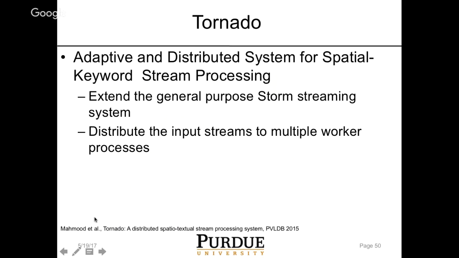Another system is called Tornado, which is a distributed and adaptive streaming system for the processing of spatial keyword data streams. This system extends the general purpose Storm streaming system, which is a big data system in the Apache Foundation. The main idea in Storm is to distribute the processing of spatial keyword data across multiple worker processes, such that data and continuous queries that are relevant to each other are located in the same worker process.